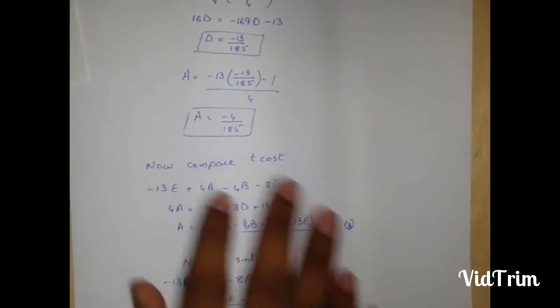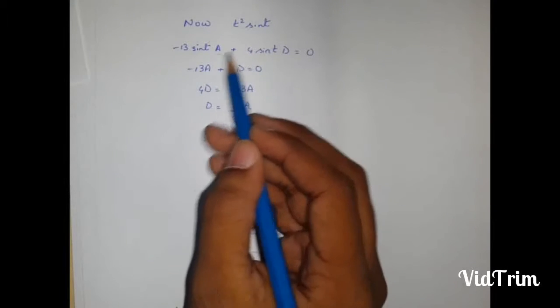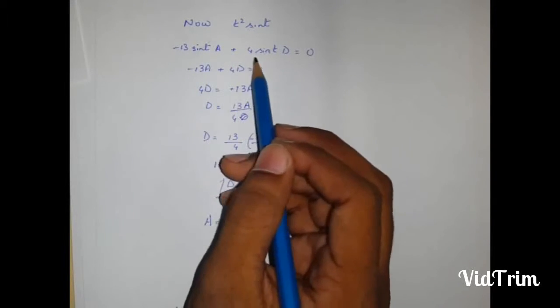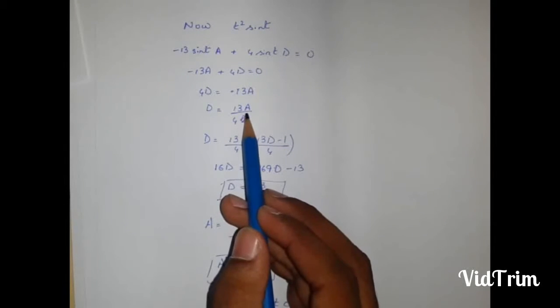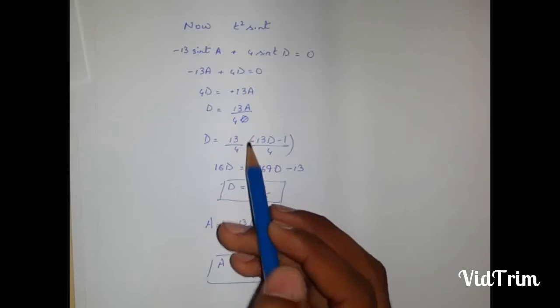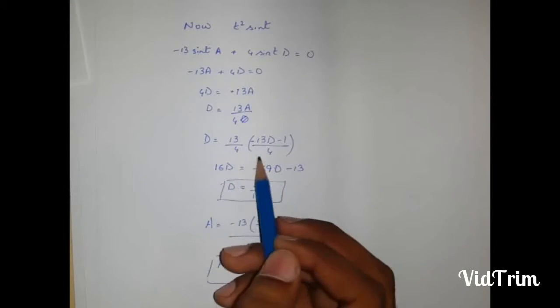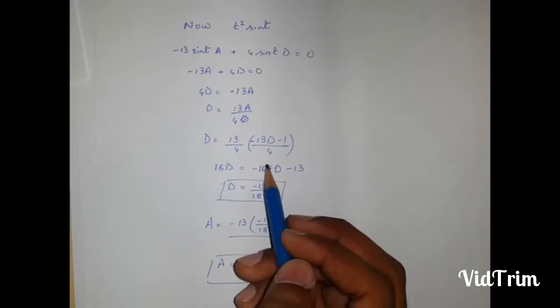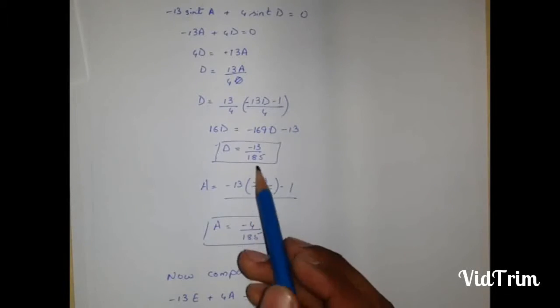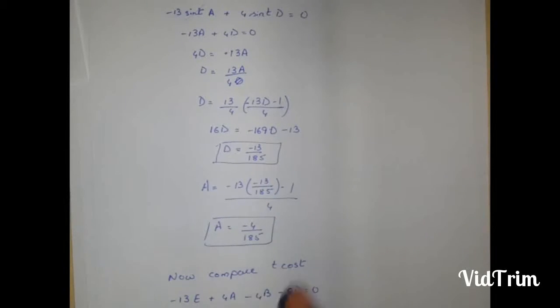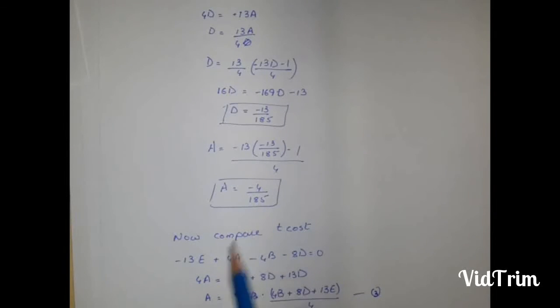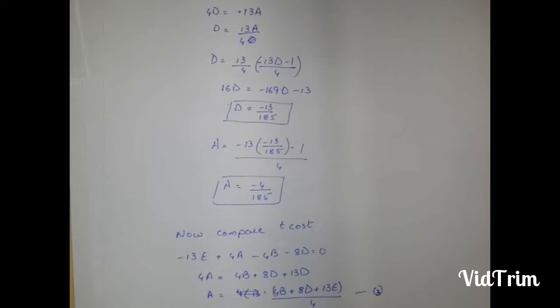Now compare the coefficient of t square sin t, which will be minus 13a sin t plus 4d sin t is equal to 0. After simplification it will be like this, d is 13a upon 4. Put the value of d in this, which is minus 13d minus 1 upon 4. So I got the value d equal to minus 13 upon 185. Now put this in a, and now we have a also, which is minus 4 upon 185.